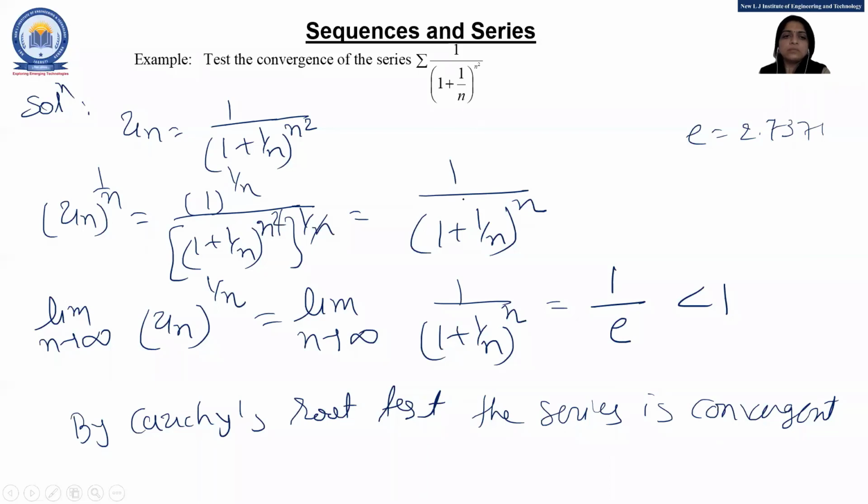And similarly, in this example, this is our nth term. Then we take the nth root on both sides, and after applying the limit, we get the answer 1 by e. This is e, and 1 by e is the particular value 2.7371 like this, right? So 1 upon this is less than 1, and by the Cauchy root test, the series is convergent. Okay, now students, does anyone have any doubt? Let me know in the chat box.